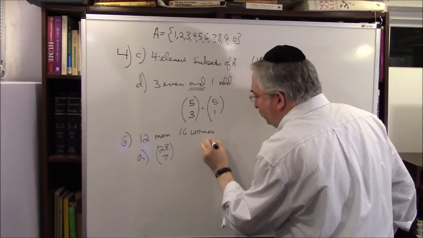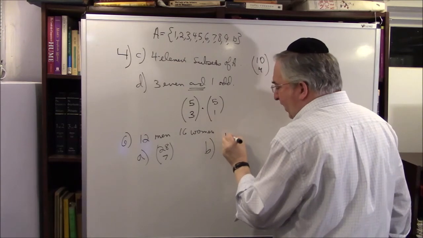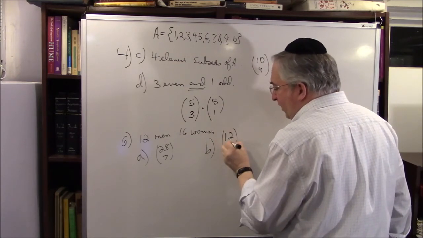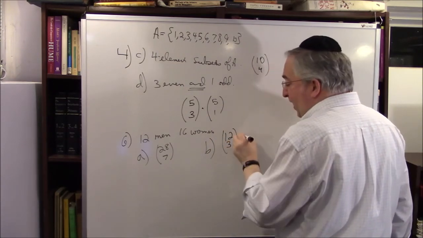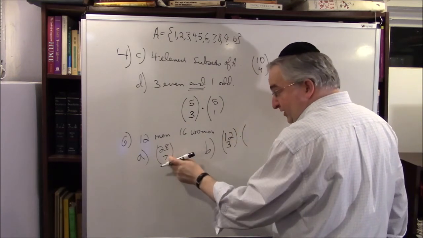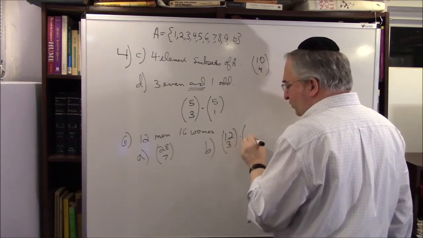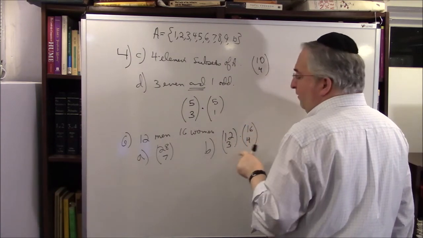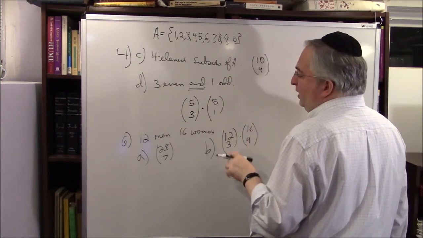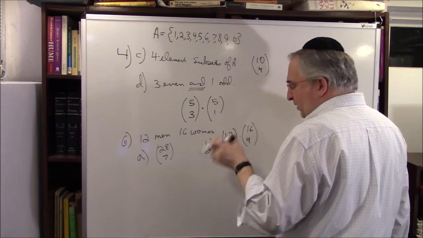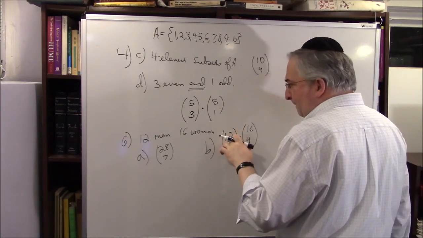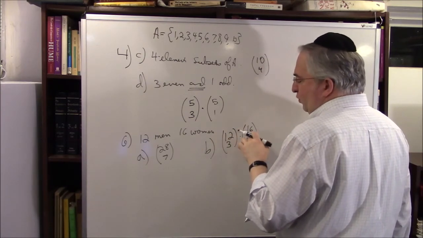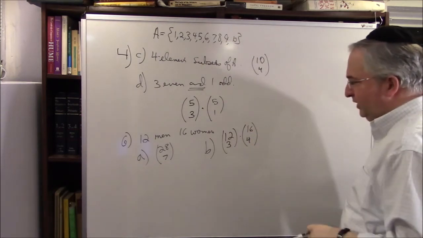Okay? 3 men, so I have 12 men altogether. I want to choose 3 of them, and this is a 7 committee, so I want 7 altogether. And if 4 women, I have 16 women. I want to choose 4 of them. So again, how many committees consist of 3 men and 4 women? Okay, so that's the answer to that.